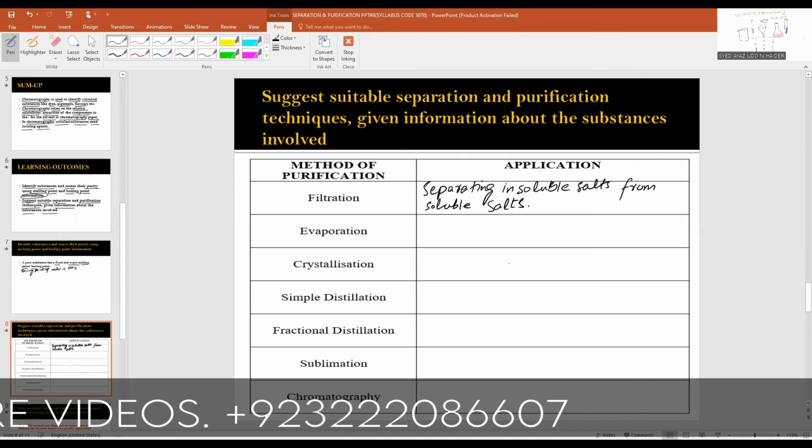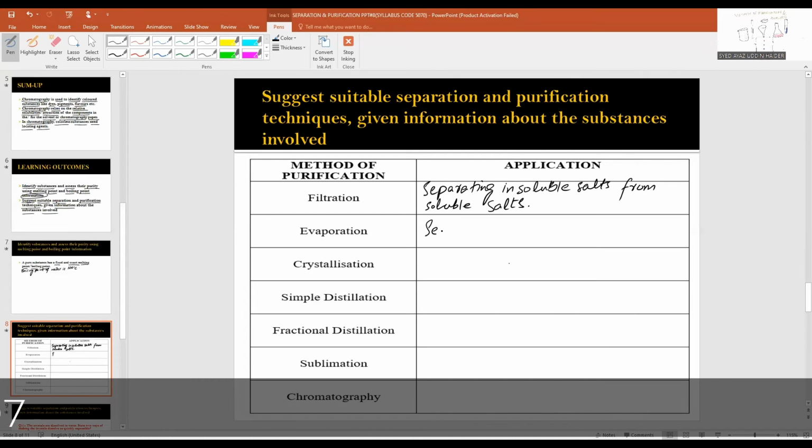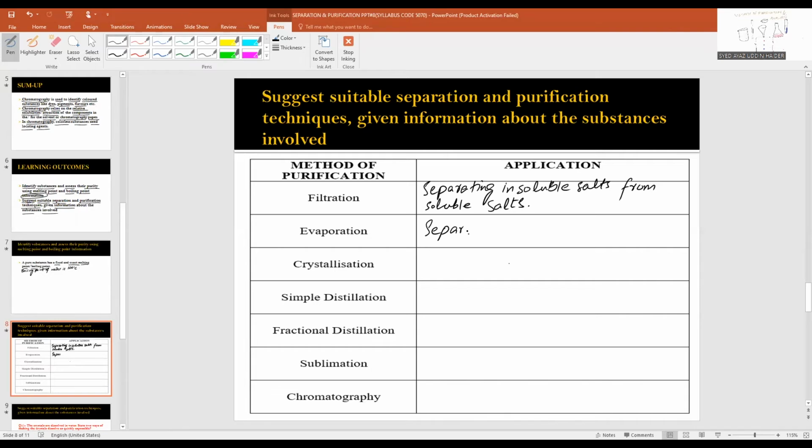Evaporation, separating a soluble solid.